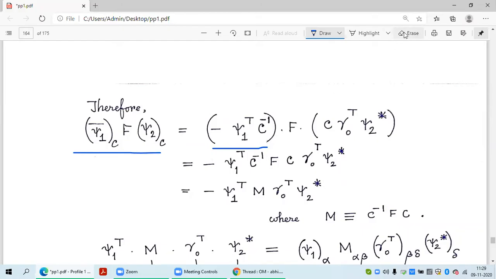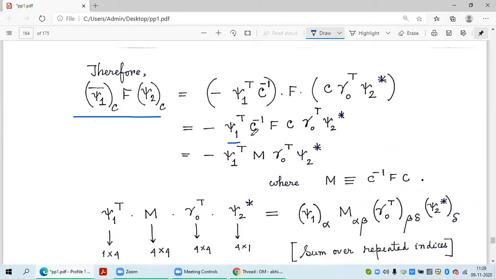Now we can write this as psi1 transpose C inverse F C gamma 0 transpose psi2 star. Clear? For simplicity, for the time being, we will write C inverse F C gamma 0 as a new matrix M. This object M is again a 4x4 matrix because C, F, and C inverse are all 4x4 matrices, so their product is also a 4x4 matrix.